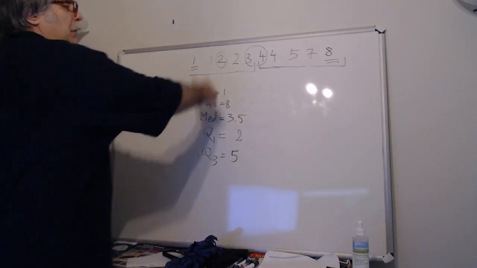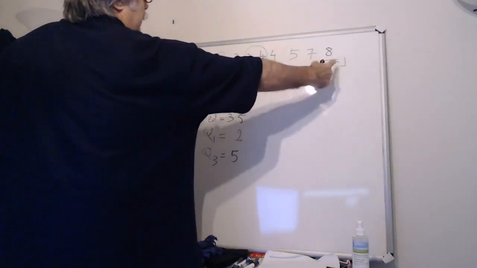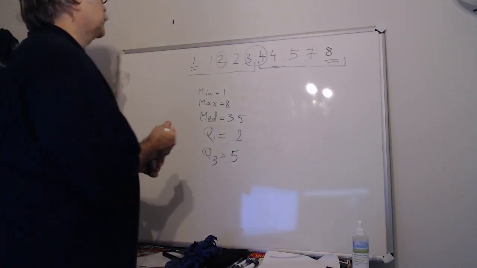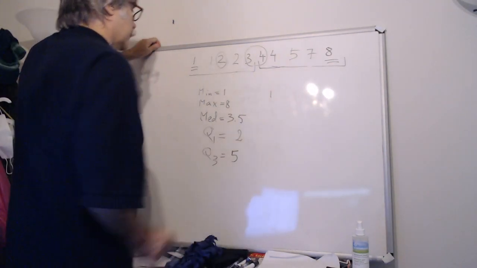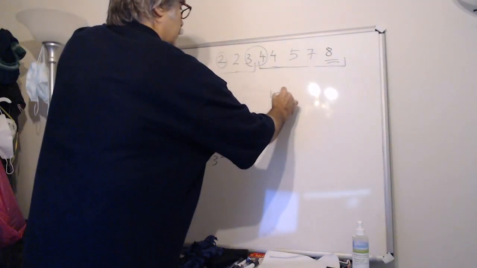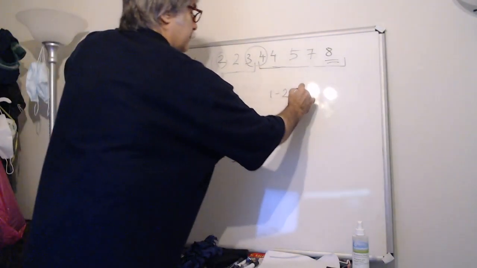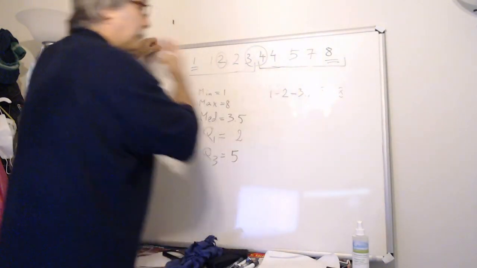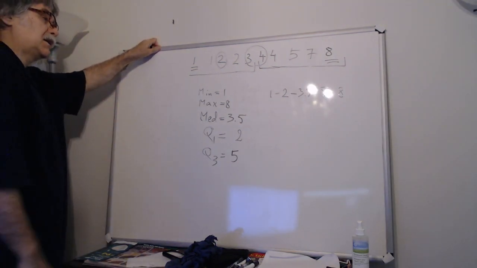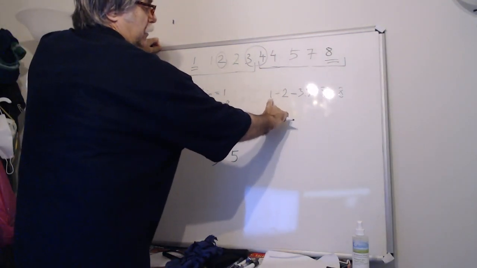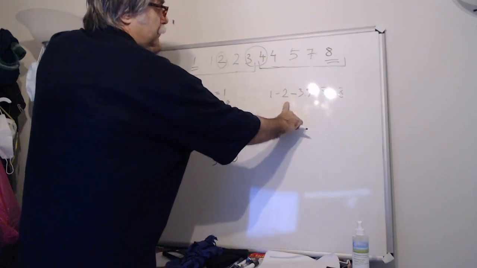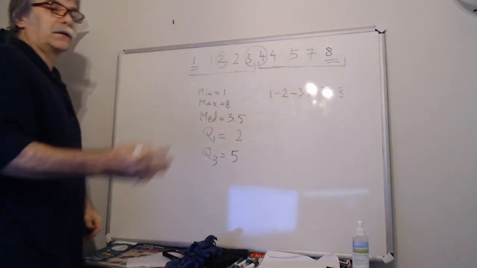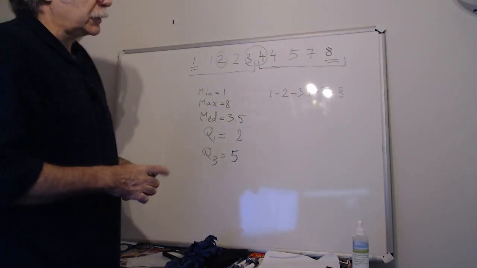So this is the median of the lower half, this is the median of the upper half. That's how you find the quartiles. And again, in this case, the 5-point summary of the sample would be 1, 2, 3.5, 5, and 8. So again, this is to be read as minimum, quartile 1, median, quartile 3, maximum, in that order. They will always be in that order. If they're not, then you made a mistake.